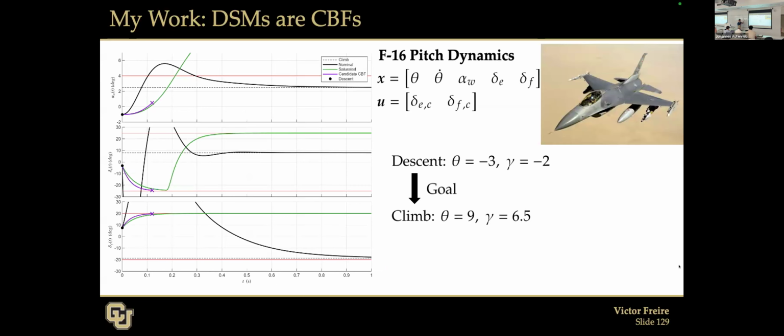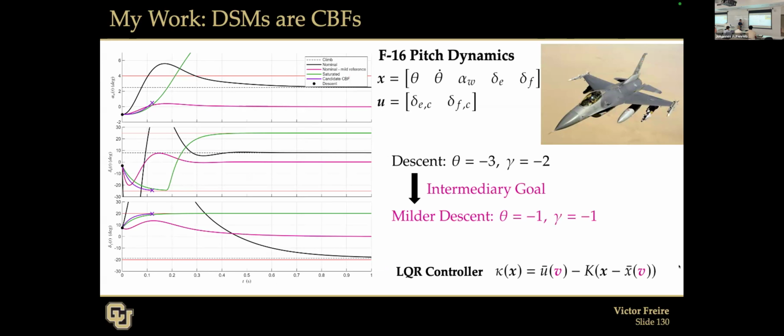So going back to the example where the CBF failed for the original tuning, if we change the reference of the LQR system to be something more mild, like let's say instead of from descent to climb, we go to an intermediate goal of just a milder descent. Now the LQR is going to achieve that easily, and importantly, it's safe. The whole transient itself is safe. You could think of this as, let's just not move and remain at this equilibrium operating condition. Great, so now we have dynamics that are safe but don't reach the point we want to reach.